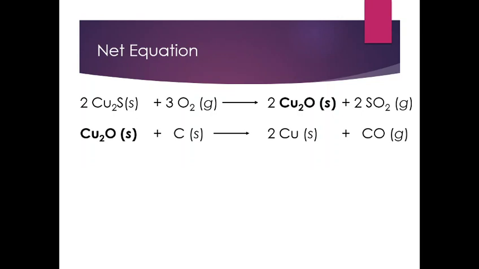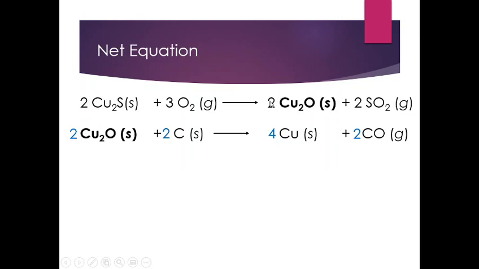Here I'm telling you one copper oxide plus one carbon gives you 2 copper plus a carbon monoxide. It's the same exact thing as if I do this. Now I'm saying 2 copper oxides plus 2 carbons gives you 4 coppers and 2 carbon monoxides. The ratio is still the same. But now I have a balanced relationship between equation 1 and equation 2.